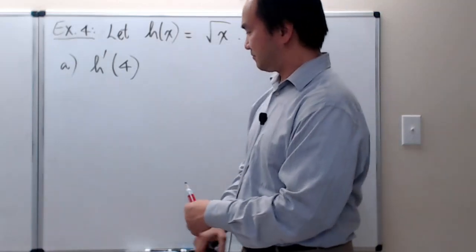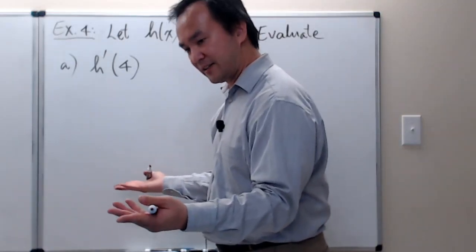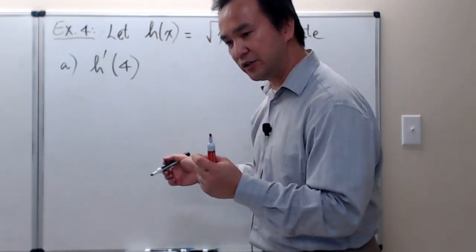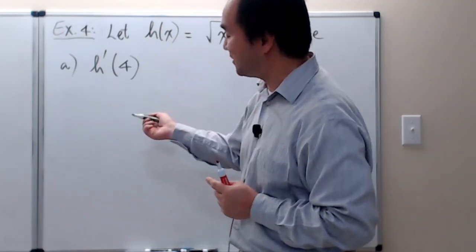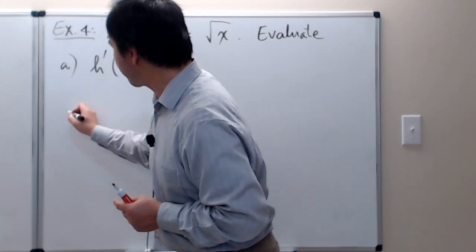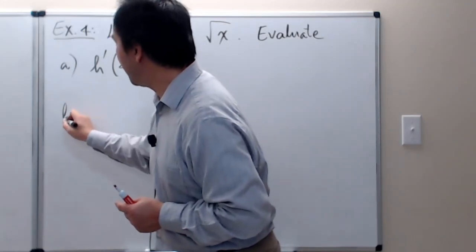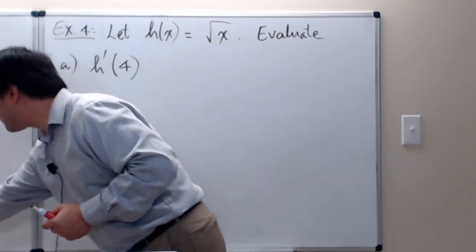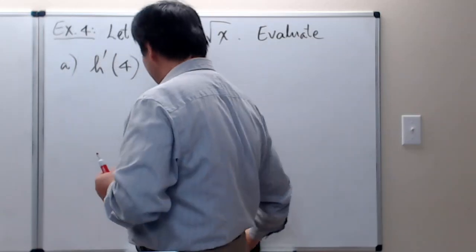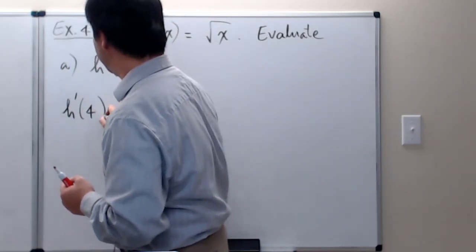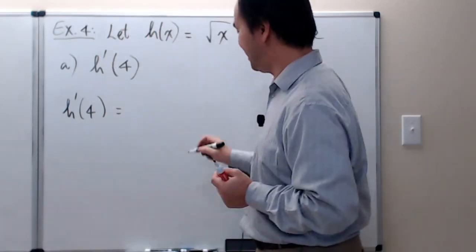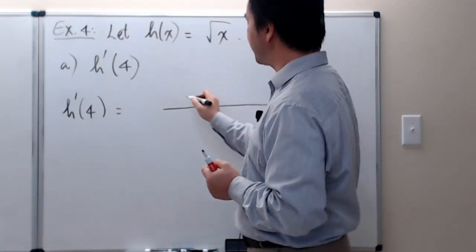And so that famous starting step, again, that famous starting setup, we need to set up our limit definition with that difference quotient. And so at the start, h prime at 4 is famously defined as we have to create our difference quotient.